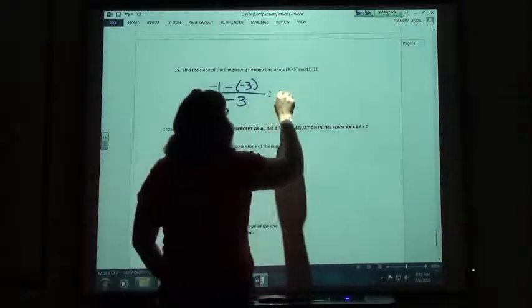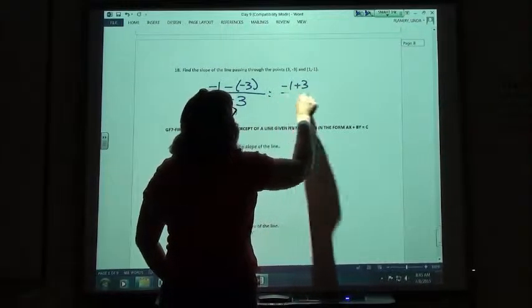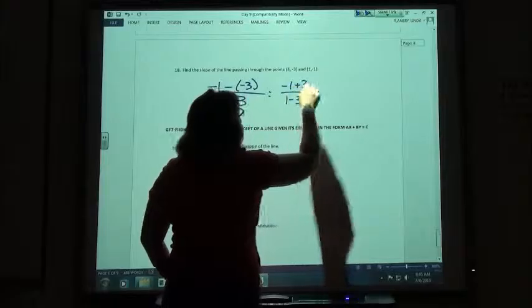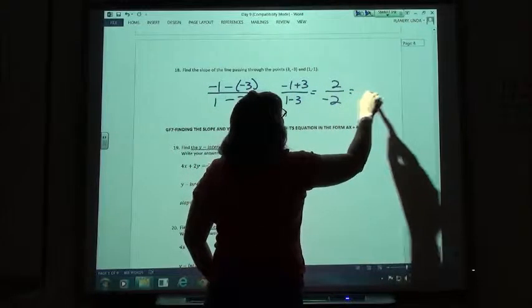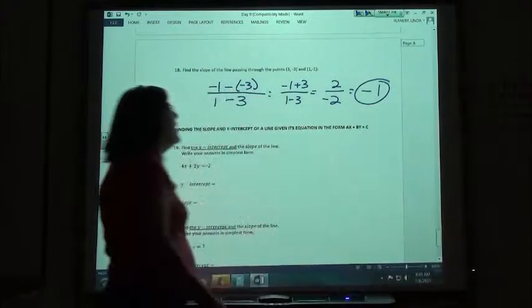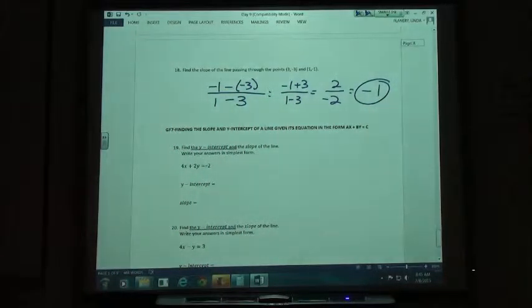So I'm going to have negative 1 plus 3 and 1 minus 3, so I'm going to get 2 on top. I'm going to get negative 2 on the bottom, and simplifying 2 over negative 2, I get a slope of negative 1 then.